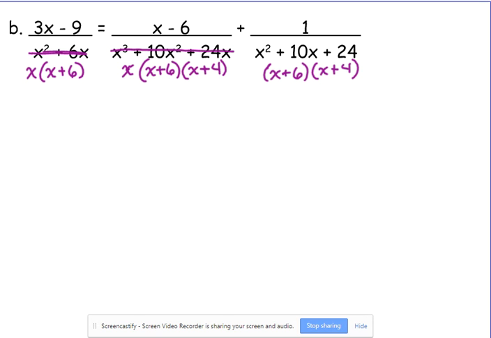Well, look at that. So it's really not that bad. We've got x, x plus 6, and x plus 4. Okay, so go through, and we've got x, x plus 6, x plus 4.